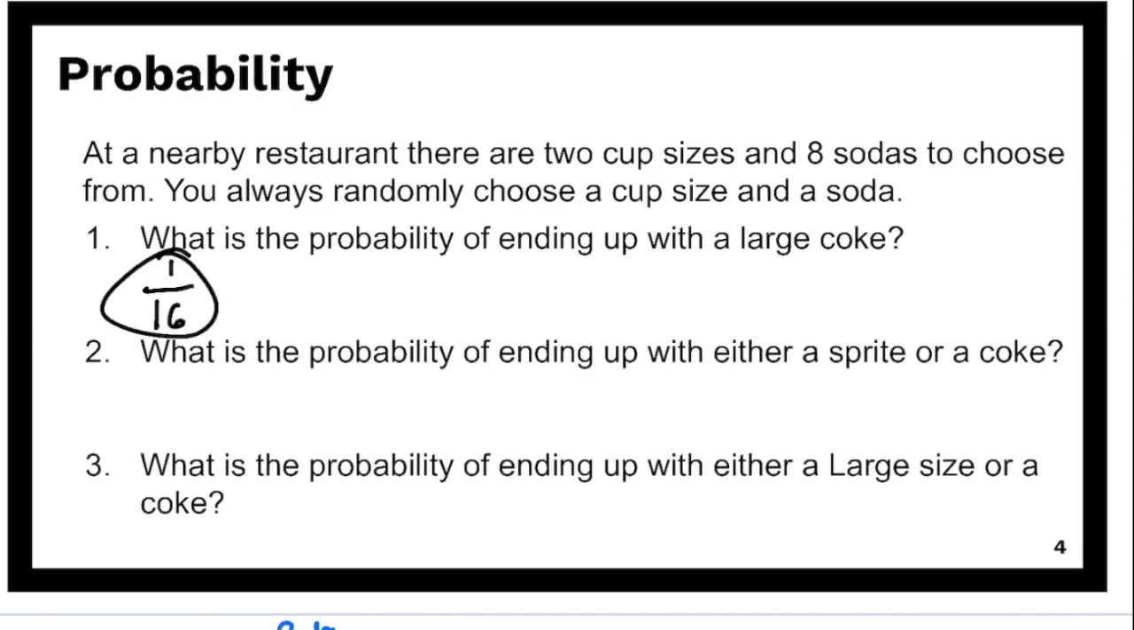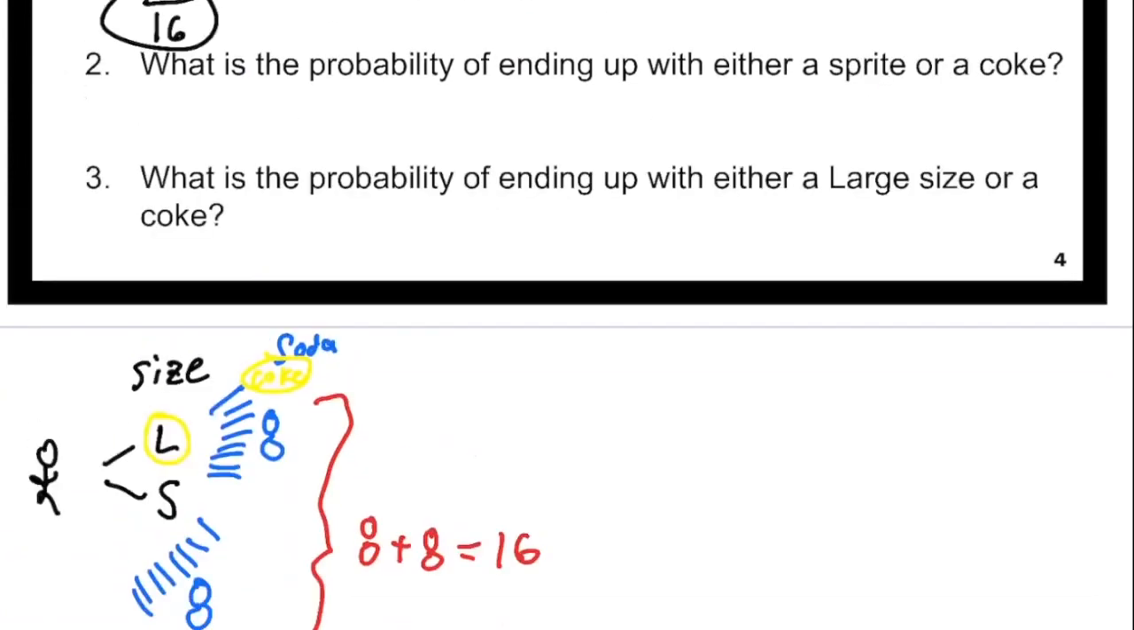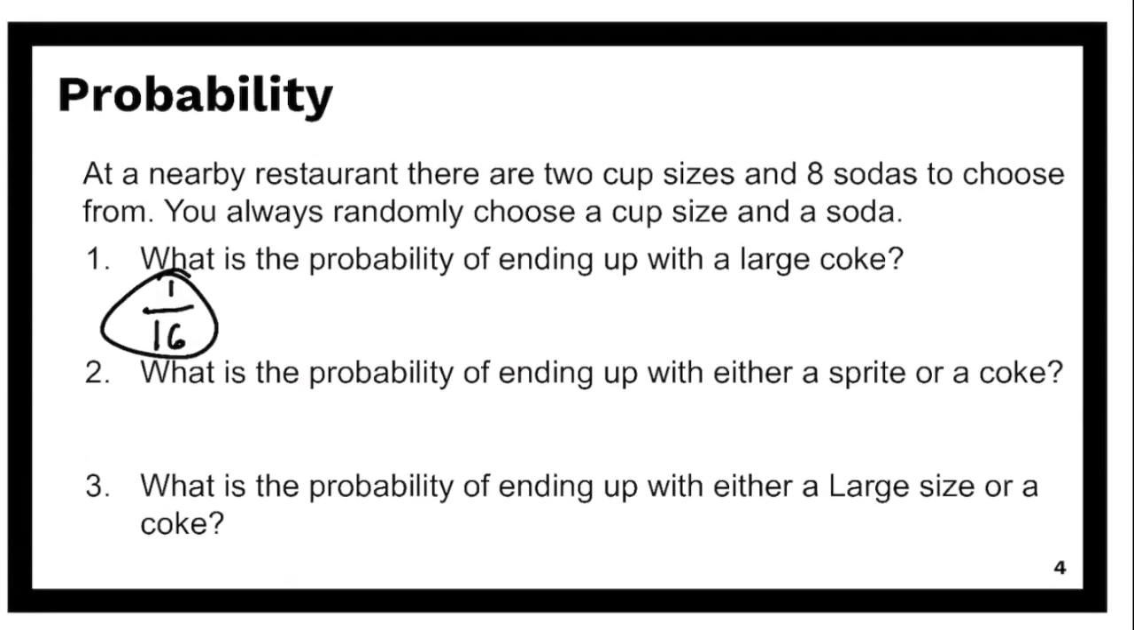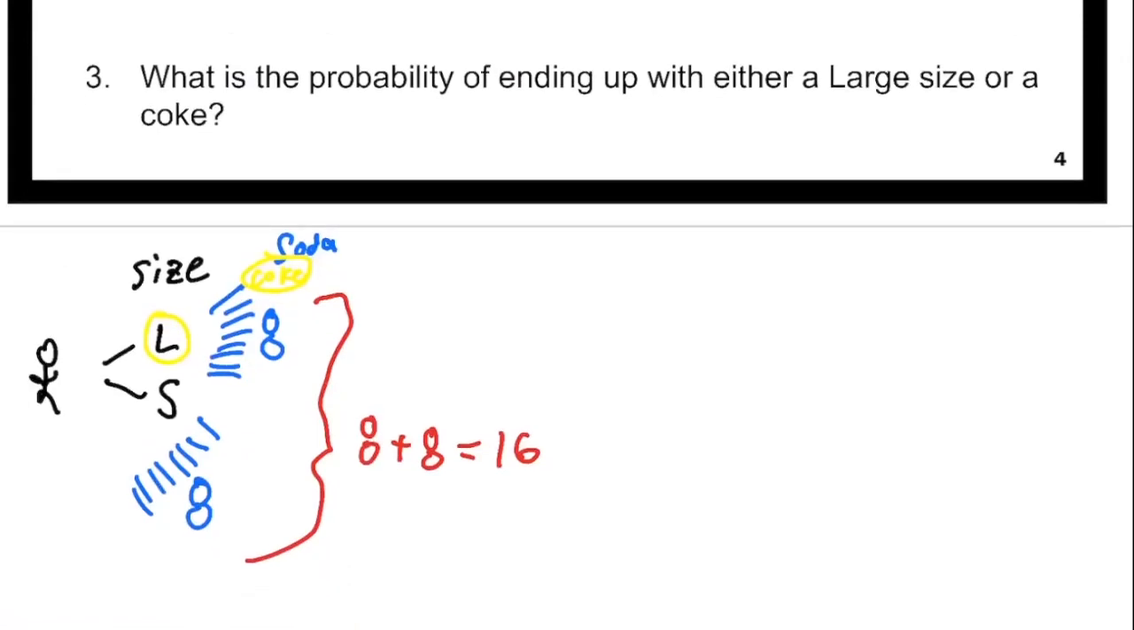Number 2 is looking at the probability of ending up with either a Sprite or a Coke. Here, we could use our original model. What's nice about situations like this is we can actually switch the order that we're making these decisions in and start instead with the flavor of soda that we're choosing. So we could start with 1, 2, 3, 4, 5, 6, 7, 8. There's 8 different sodas. And then for each soda, we have 2 options, large or small. Large, small, large, small. And we end up with 16 total options in the end.